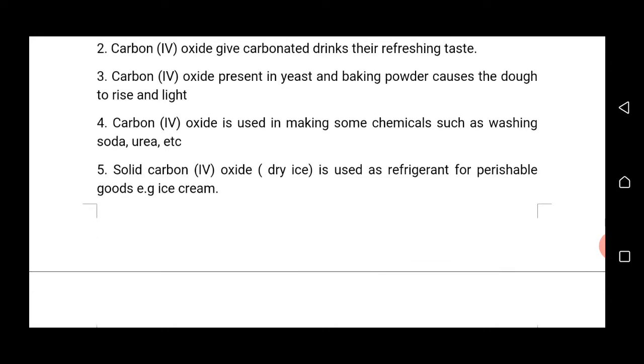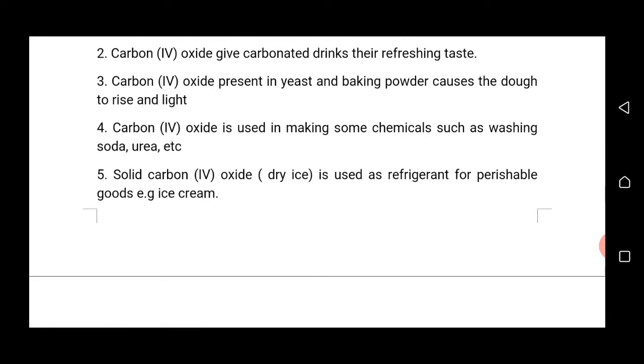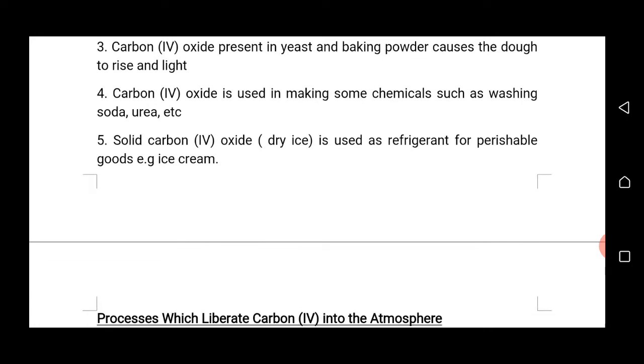Number 3, carbon 4 oxide present in yeast and baking powder causes the dough to rise and become light. It means carbon 4 oxide is also used in bakery because it's present in yeast and baking powder and it makes the dough rise and become light.